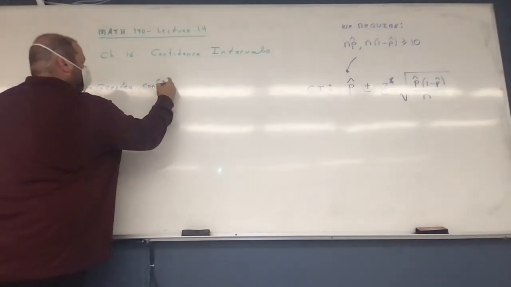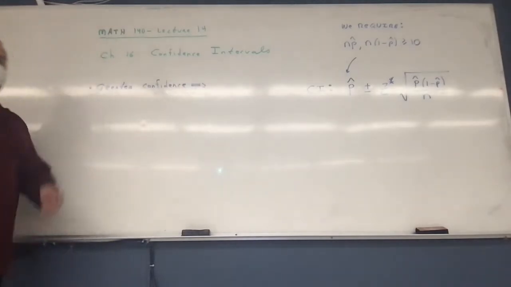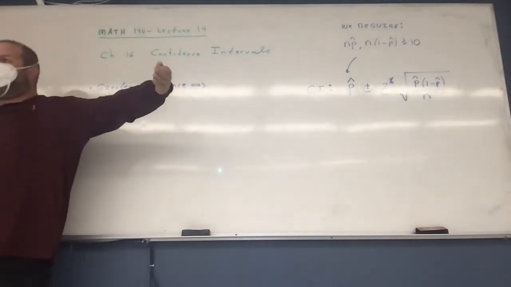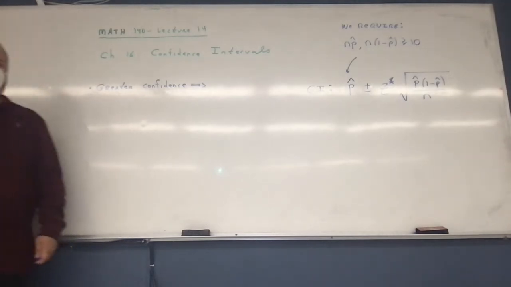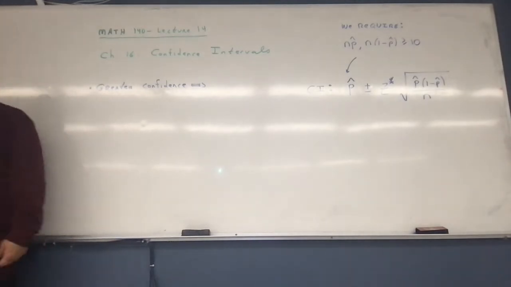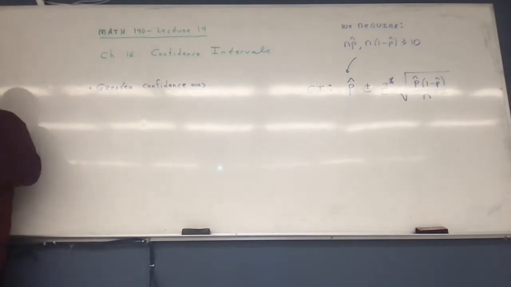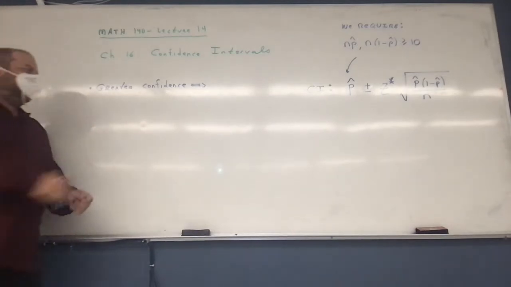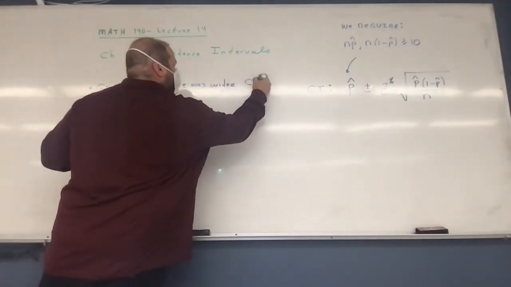Greater confidence, what do you think that does to my interval? Does it make the interval bigger or does it make the interval smaller? Bigger. If you want to have more confidence that you caught whatever you're trying to catch, in our case P, the more confidence you have, the wider the confidence interval is going to be.